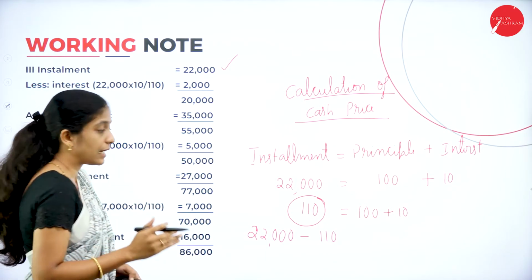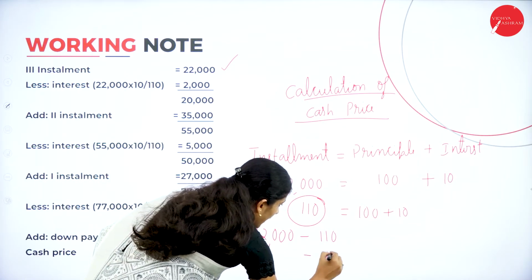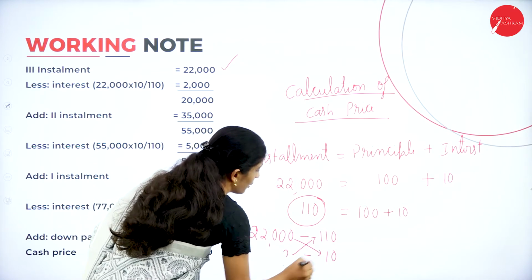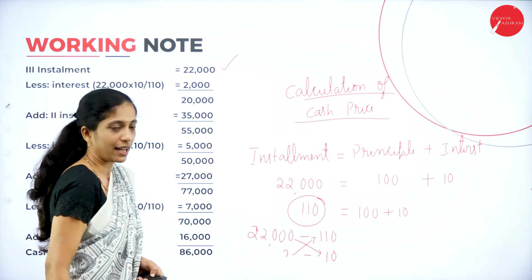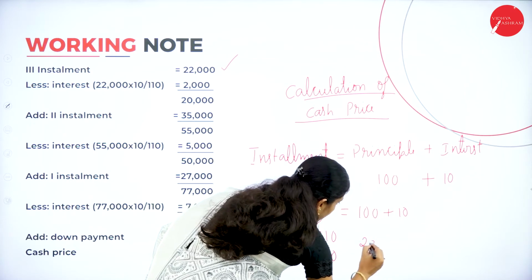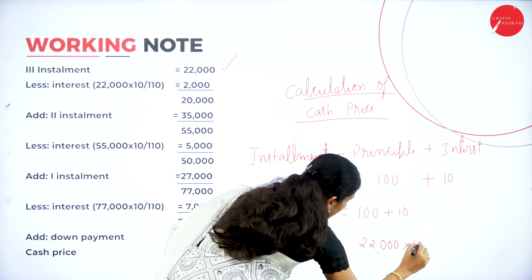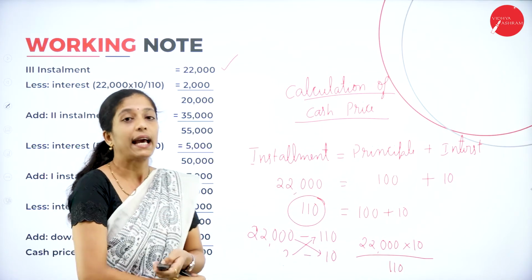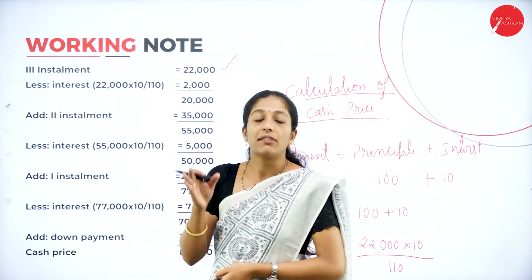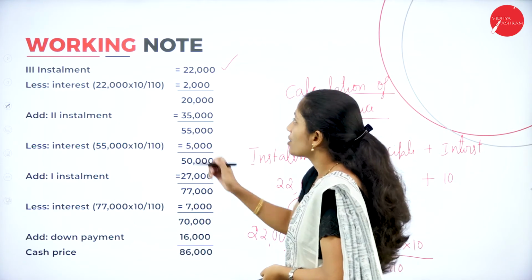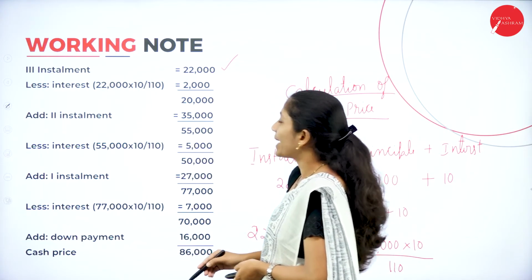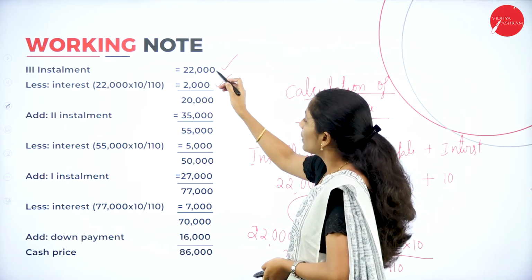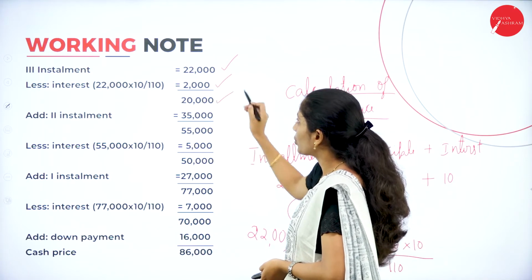Then we have to calculate interest. So the interest is how much? 10%. Cross multiply: 22,000 into 10 divided by 110. This is how you calculate the interest if they have given the installment amount directly. So calculate 22,000 into 10 divided by 110. It is 2,000. Clear? Now 22,000 minus 2,000, we get 20,000.